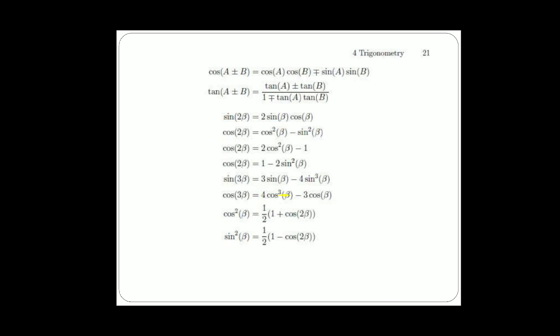Sin 3 beta is equal to 3 sin beta minus 4 sin cube beta. Cos 3 beta is equal to 4 cos cube beta minus 3 cos beta. Cos square beta is equal to half into 1 plus cos 2 beta. Sin square beta is equal to half into 1 minus cos 2 beta. So these are the variations of compound angles which are calculated.